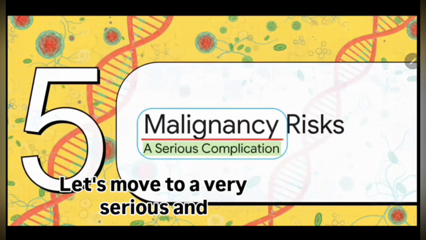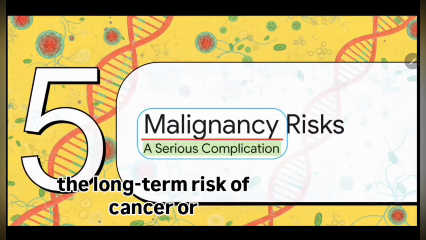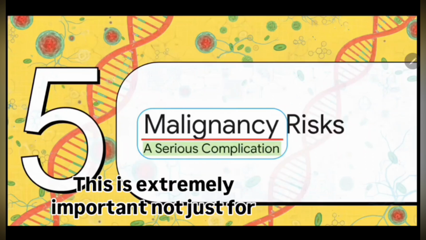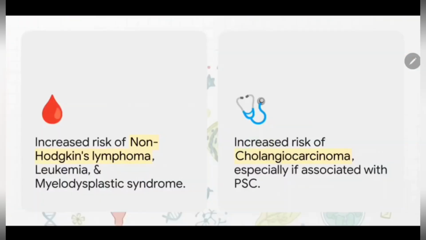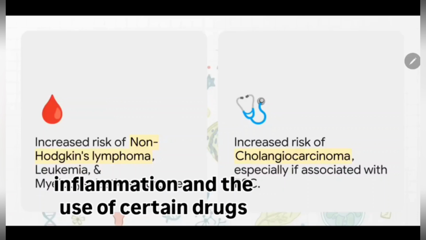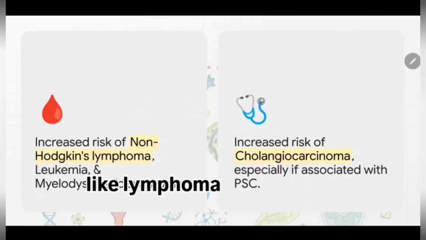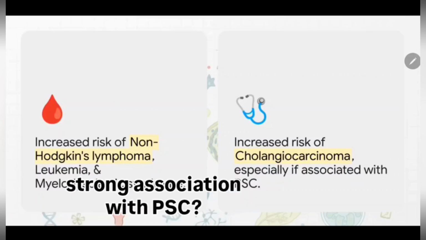Let's move to a very serious and important topic, the long-term risk of cancer or malignancy. This is extremely important, not just for your exams, but for counseling your patients in the future. Now, the types of cancer are different for each disease. In Crohn's disease, the chronic systemic inflammation and the use of certain drugs can increase the risk of blood cancers, like lymphoma.